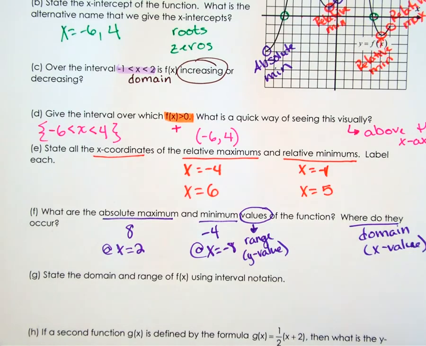So what is the value? That is the y part. So my 8, my negative 4. Where do they occur? That is the x. And those are little at signs. So at x equals 2, at x equals negative 8.